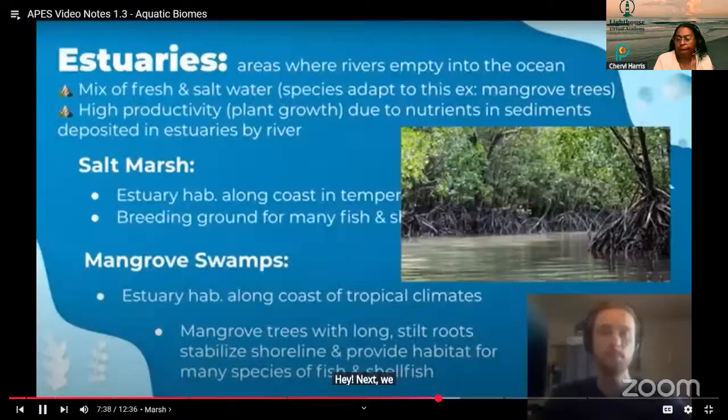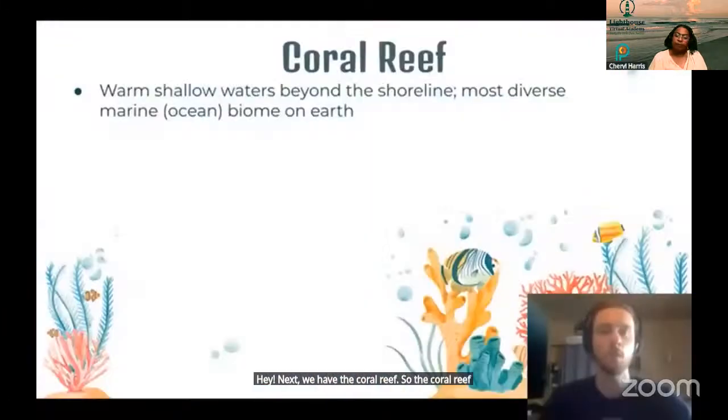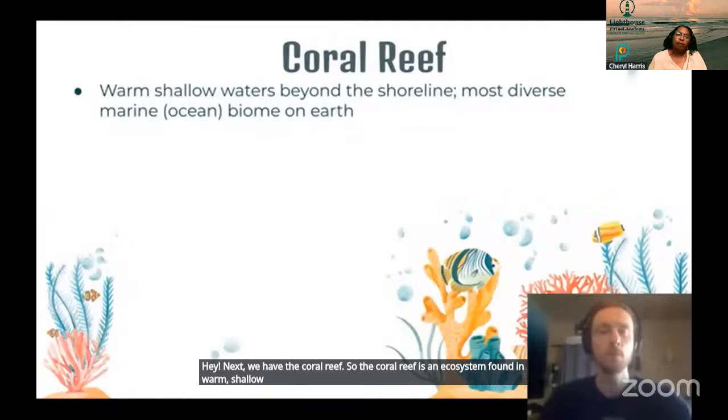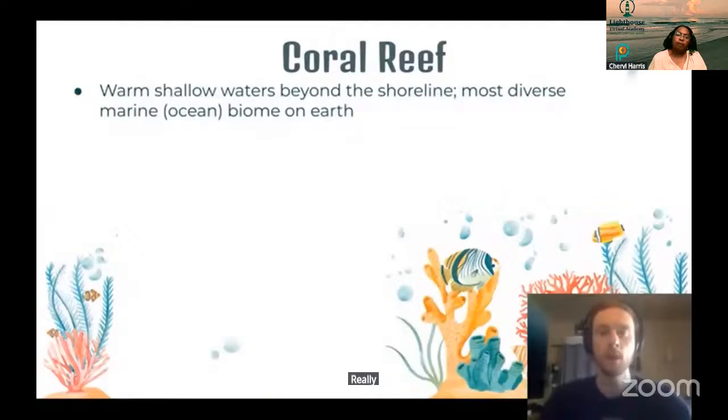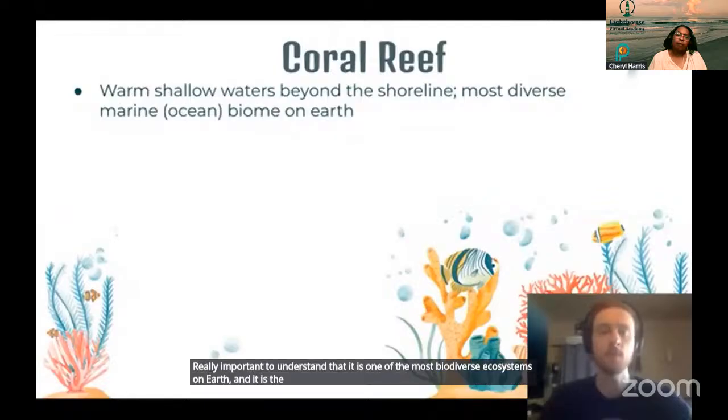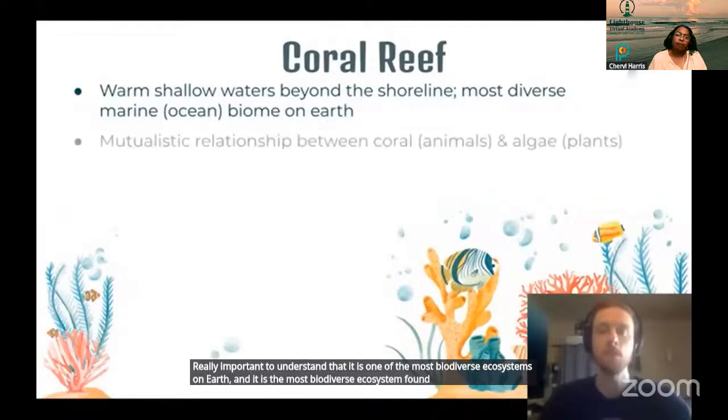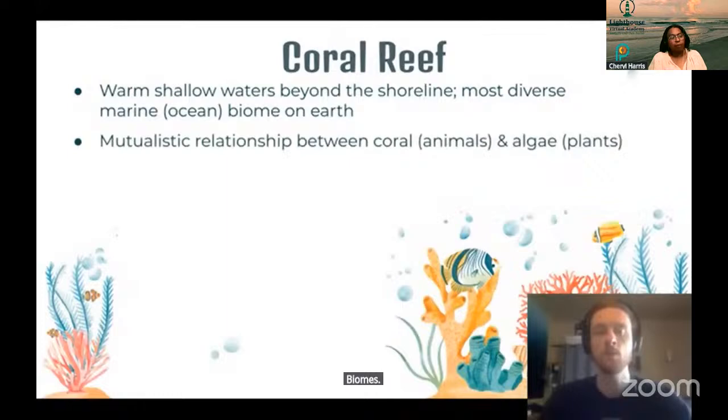Next, we have the coral reef. So the coral reef is an ecosystem found in warm, shallow waters beyond the shoreline. Really important to understand that it is one of the most biodiverse ecosystems on Earth, and it is the most biodiverse ecosystem found in marine biomes. It's going to feature a mutualistic relationship between coral, which is an animal, and algae, which is a plant.